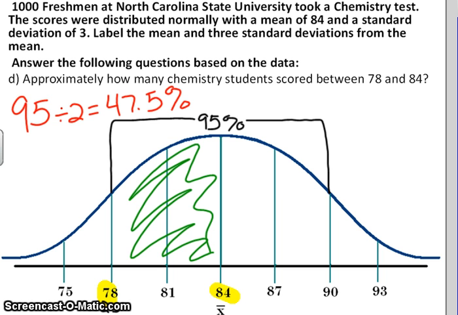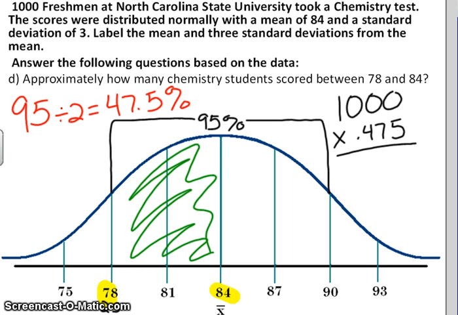However, they did not ask me for a percentage. They asked me for how many students. I have to use this percent to give a number of students. In the problem, it states that 1,000 freshmen at North Carolina State University took this chemistry test. So now what I have to do, the final step for this problem, is to find 47.5% of 1,000. This will give me the number of chemistry students who scored in the given range.